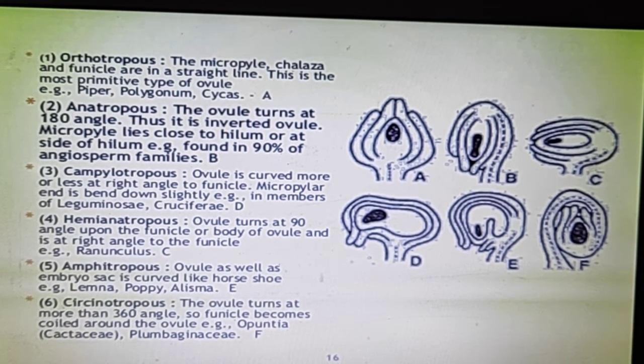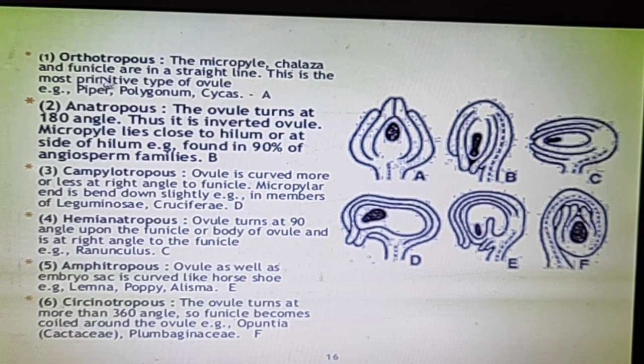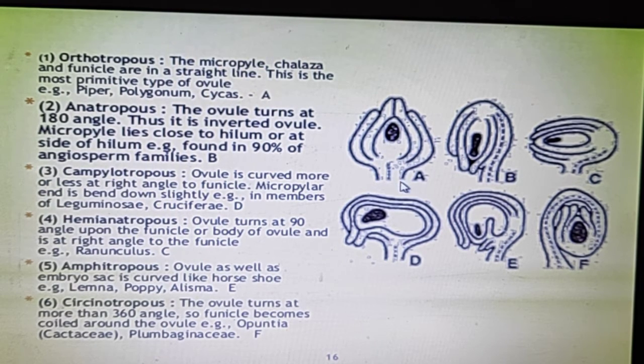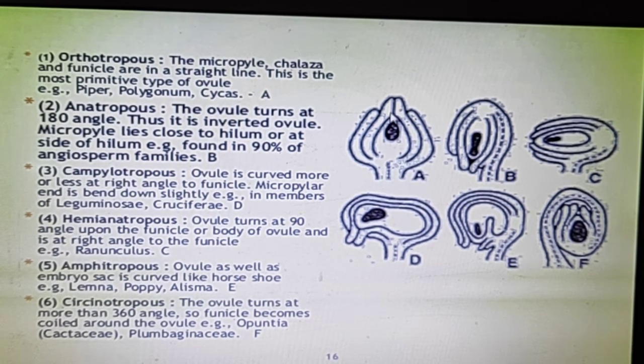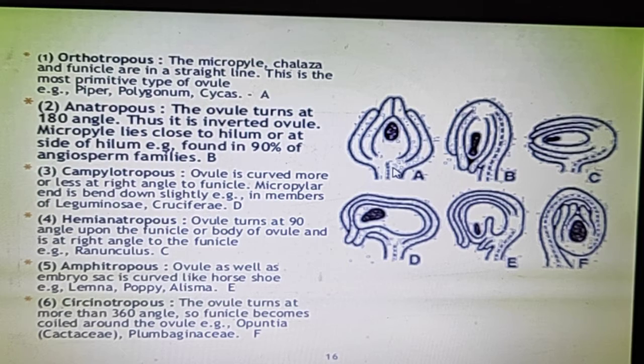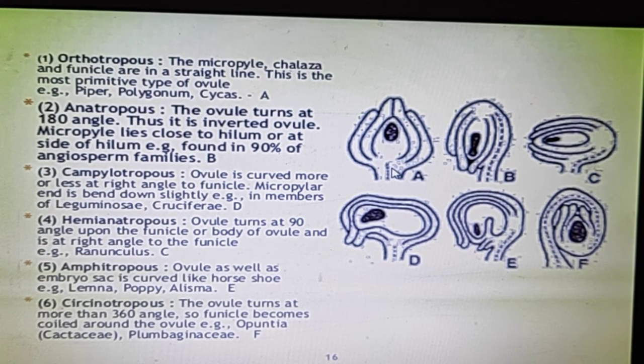Clear? So first of all is the orthotropous ovule. Such a type of orthotropous ovule looks like this. ठीक है? In this, the chalazal end and the funicle are in a straight line. We know that this region is the funicle, and the end opposite to the micropylar end is known as the chalazal end, and it is in a straight line with the funicle. Such an ovule is known as orthotropous, which is present in Cycas, a gymnosperm plant. Clear?